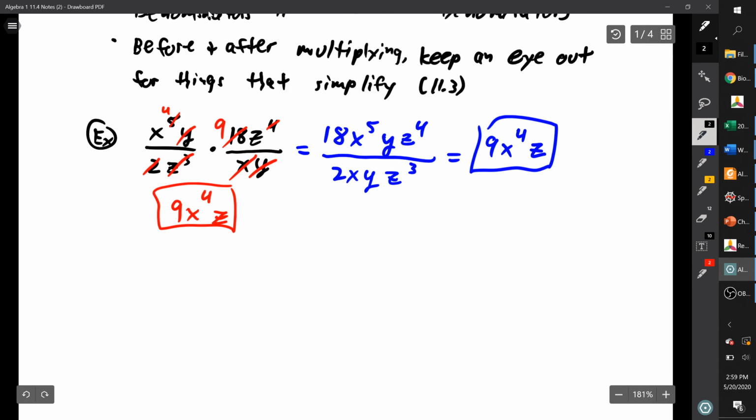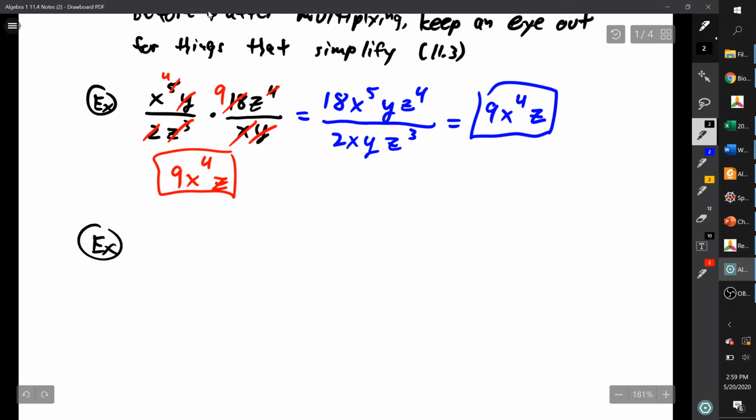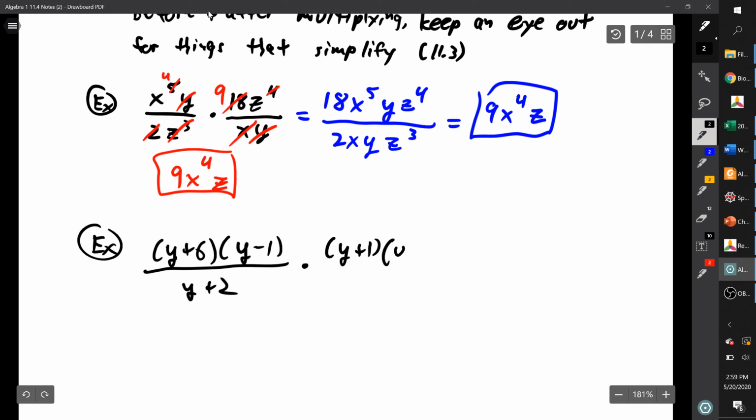Okay, here's another example. This one is y plus 6 times y minus 1 over y plus 2, times y plus 1 times y plus 2 over y plus 1 times y minus 1.